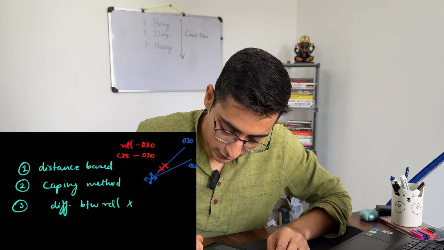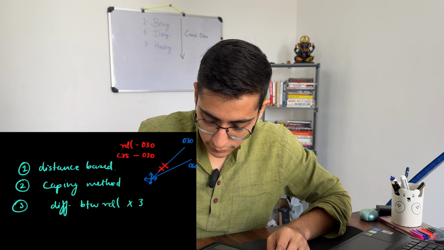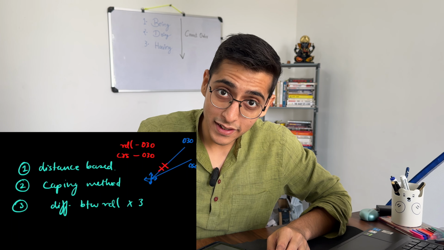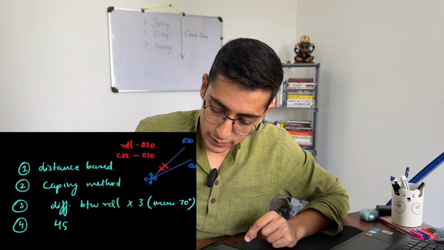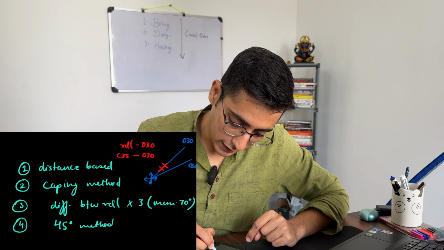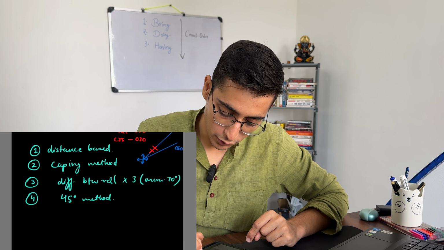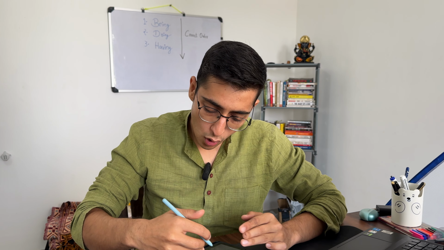Third is the difference between radials multiplied by 3, where max will be 70 degrees, you cannot exceed 70 degrees, and the fourth one is always the 45-degree method. Let's try to derive the headings through all these four different methods so that you will know which one to follow and which one will be the best for you.